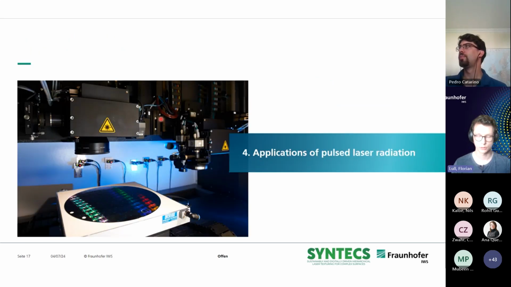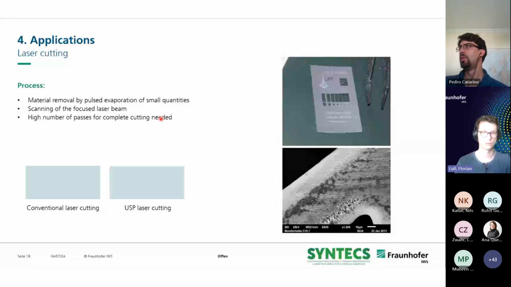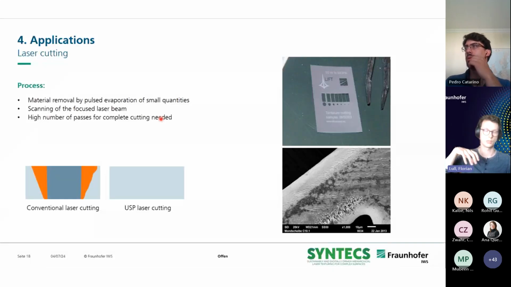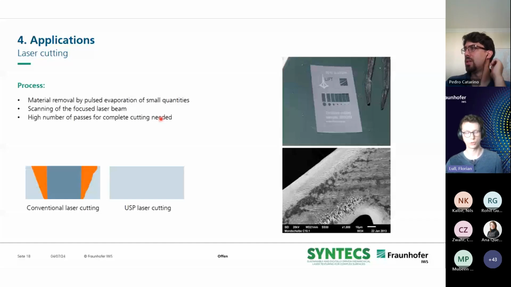Now I want to come to some applications of pulsed laser radiation, and we start with laser cutting. In conventional laser cutting, you're heating the material, you're melting the material, and then the molten material is blown out by compressed gases, compressed air. This is a very efficient laser process and has certain advantages. But the big disadvantage is that it's a thermal process, so you have a big heat affected zone, you have material warping, and you have burrs on the top and on the bottom.